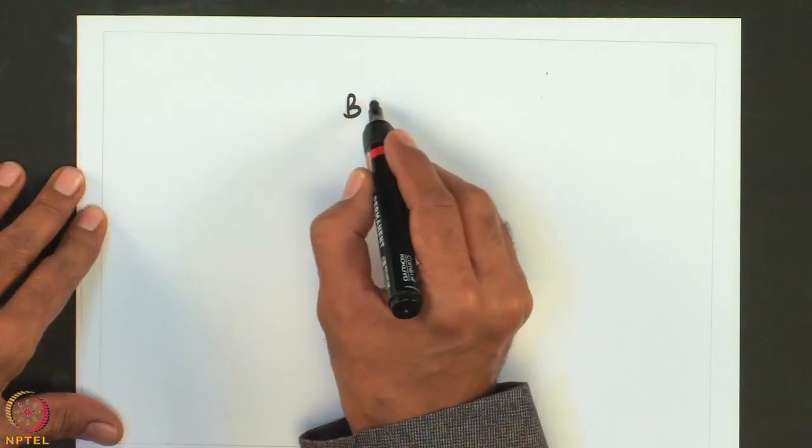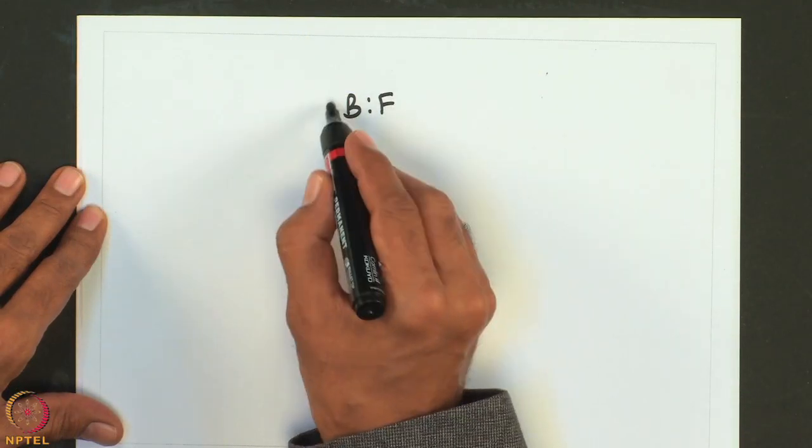In the case of BF3, we have a total of 24 electrons: 7 each from the fluorine atoms, 7 into 3, 21, and 3 electrons from boron, 2s2 2p1. Now we have to accommodate these 24 electrons. First, let us look into the Lewis dot structure. When we write the Lewis dot structure for BF3, we simply write it like this.